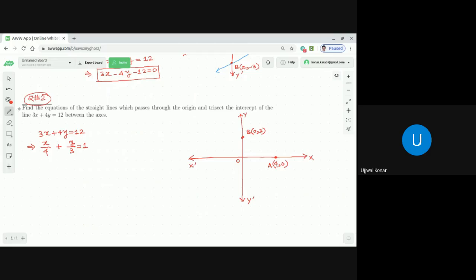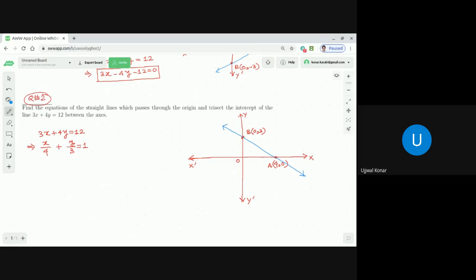If I draw the equation of this straight line in green color, the visual representation is something like this. But that is not the question. That is not the equation of the straight line we need to find. We need to find different straight lines, dear students. So now let's go back to the question once more.